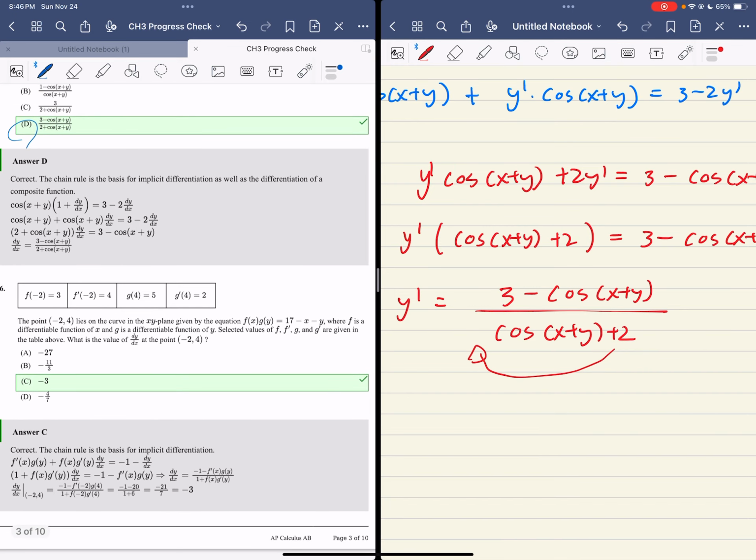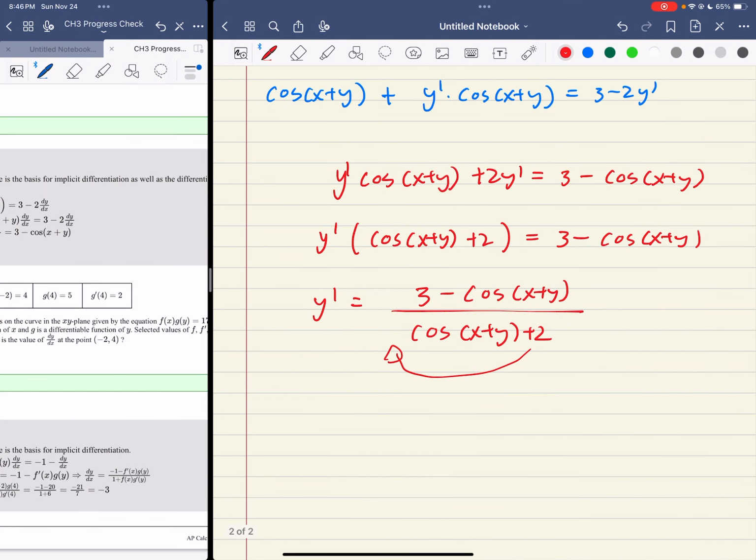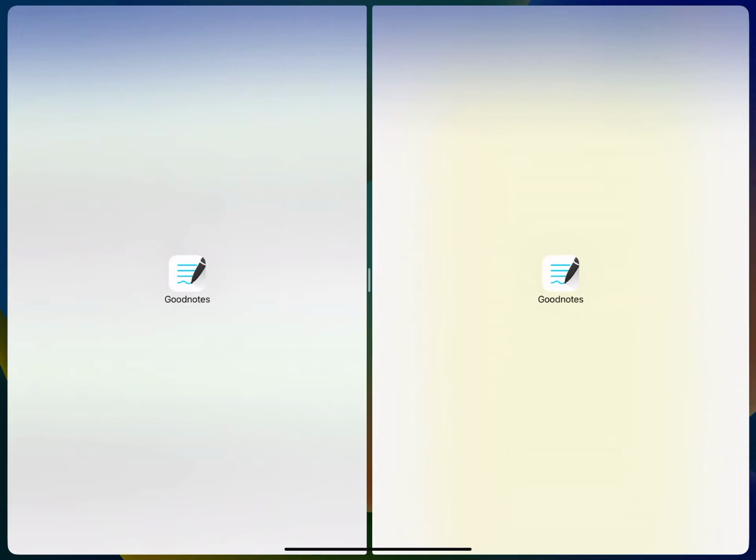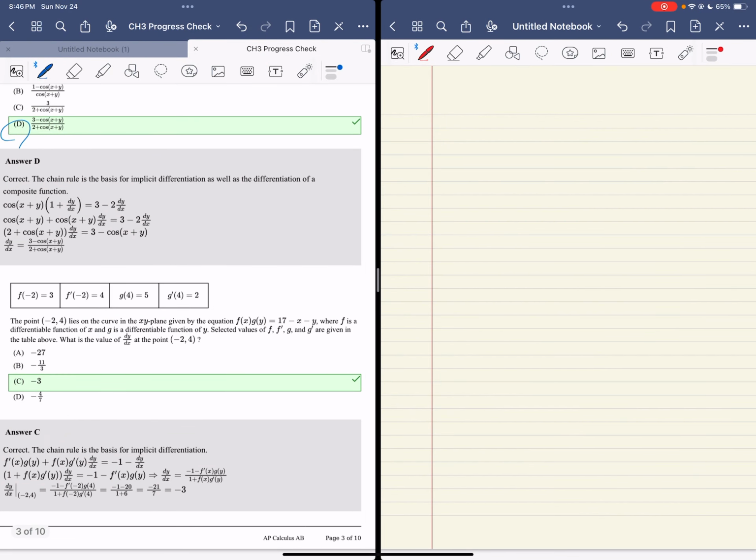All right, so now let's do question number 6. It's about the inverse function. So point negative 2, 4 lies on the curve, blah. Okay. And the external point is the equation f of, okay, so this is what we have. Now we're going to find the value of, oh my goodness, dy dx. All right, let's do this.